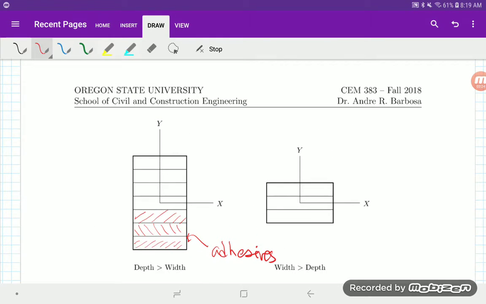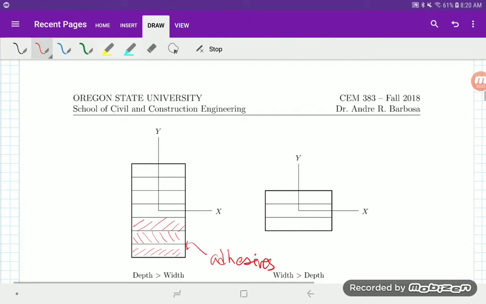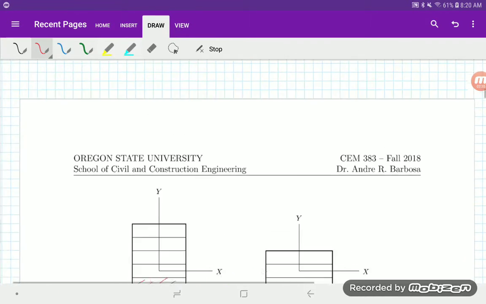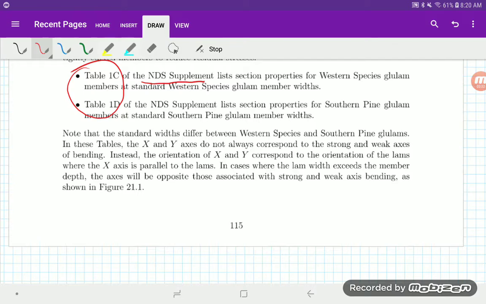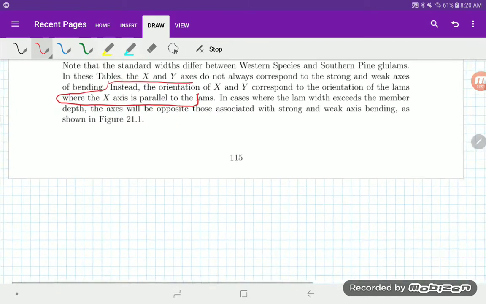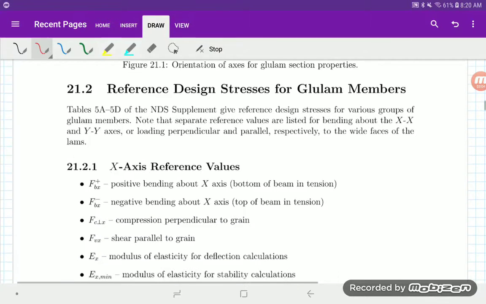And so this representation here, depth and width, and how they're laid together, is just in terms of how they're labeled. Usually the widths are such that the x-axis is related to the strong axis and the y-axis related to the weak, but it's not always. So sometimes x is parallel to the laminations. What I'm mentioning is the text that's here. So when we're looking at tables, we should be aware of what is x and what is y.